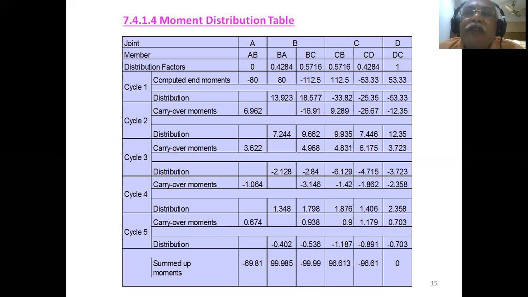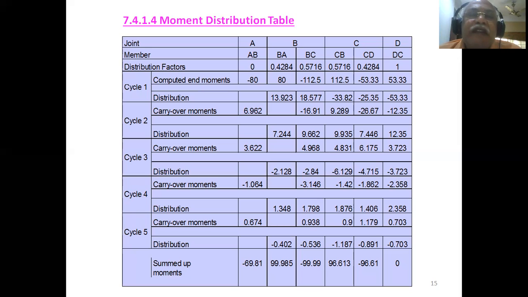Next, 53.33. Since it is a simply supported end, it won't support any moment. Therefore, that moment we have to balance with whatever the total moment will be. The actual moment is 53.33. The distribution moment will be minus 53.33. This is the first cycle.